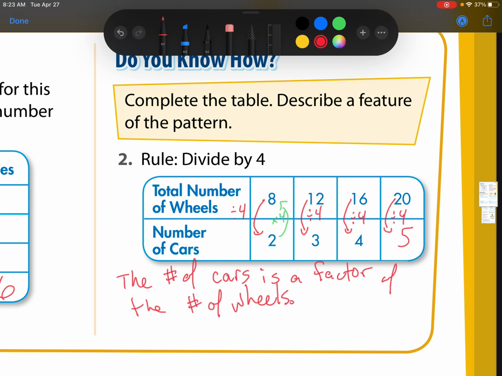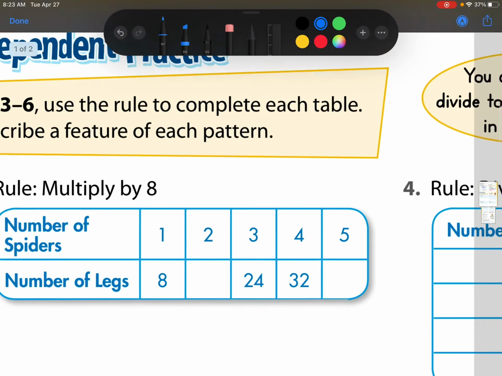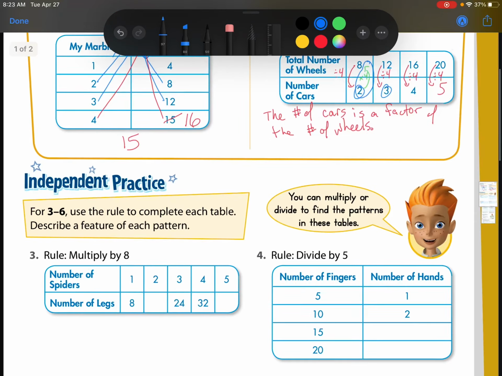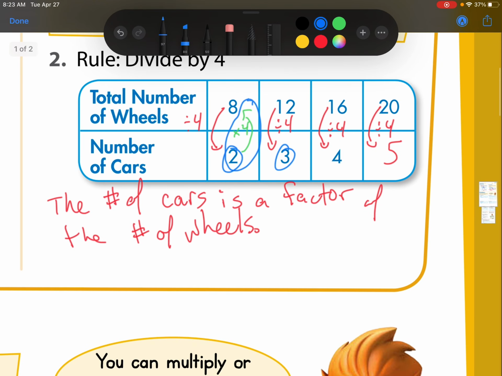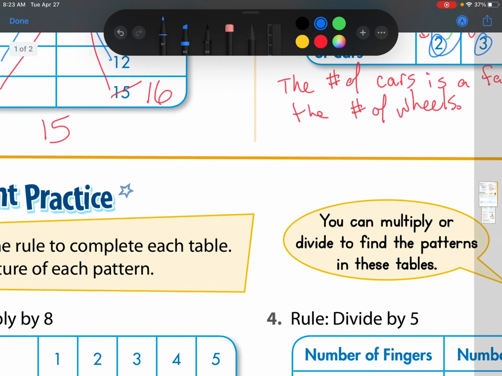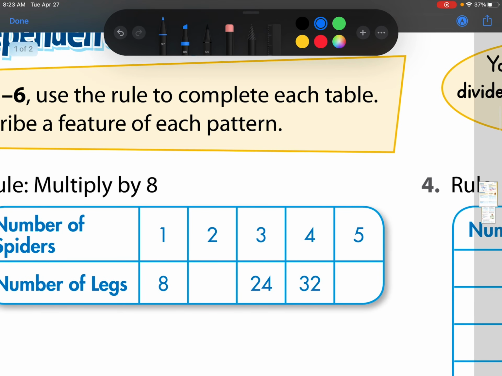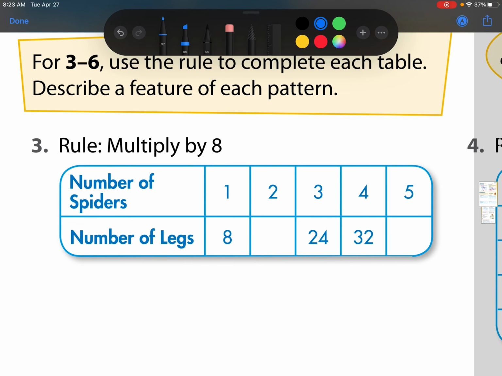That makes sense because remember how we talked about how we could always do the opposite? Well, this is showing 2 times something, 3 times something. So all of those are factors for the total number of wheels. A feature you could have also put, if it was easier, is you notice it goes up by 1, 2, 3, 4. We're increasing by 1. It's increasing by 4. You could have put that. You could have put they're all evens for the total number of wheels. There's many other answers we could have put.